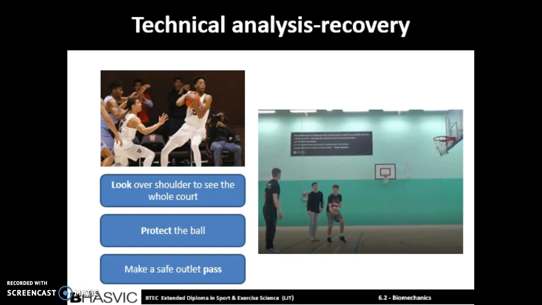This is because the player looks over his shoulder so that he can see the whole court. Therefore, he can see if there are any defenders coming to try and steal the ball, and he can see where his teammates are in order to make a successful outlet pass.